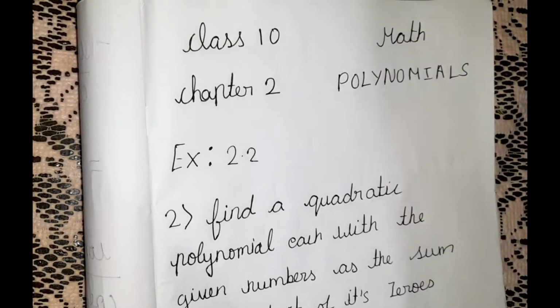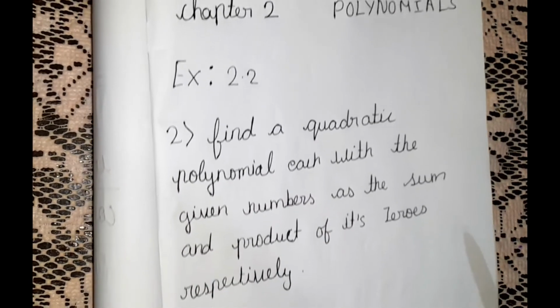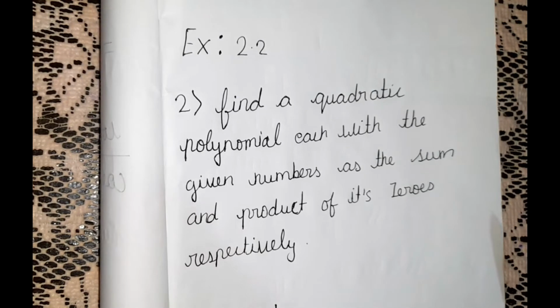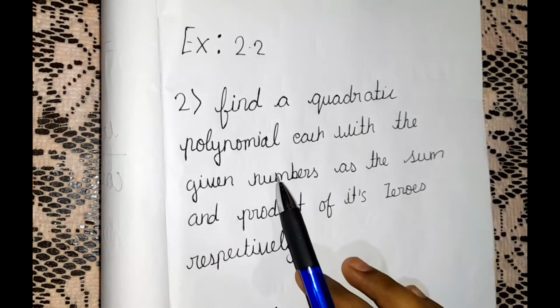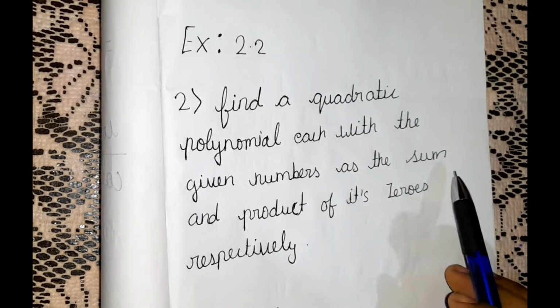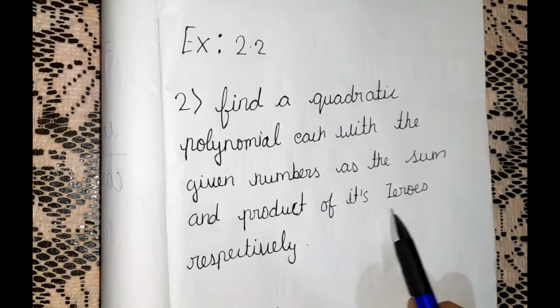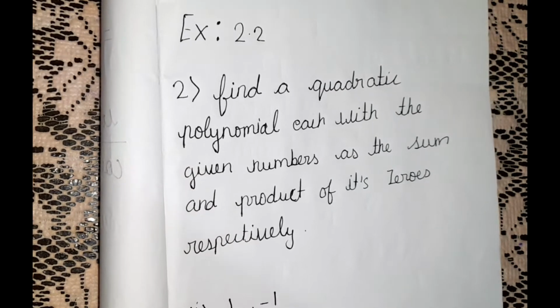Today we are going to be learning exercise 2.2, second question, first subdivision. Okay, now let's read the question. The question is, find a quadratic polynomial each with the given numbers as the sum and product of its zeros respectively. So this is the question. Here you can see the first subdivision.